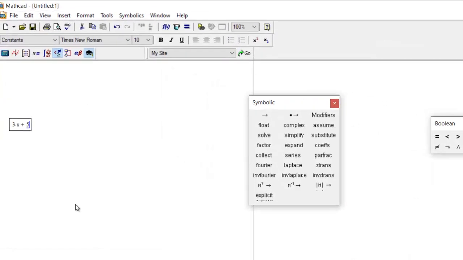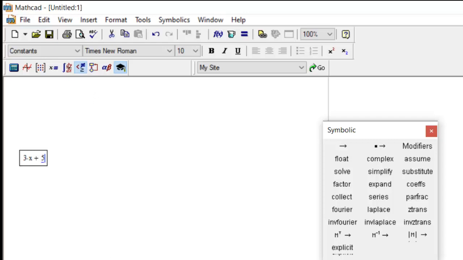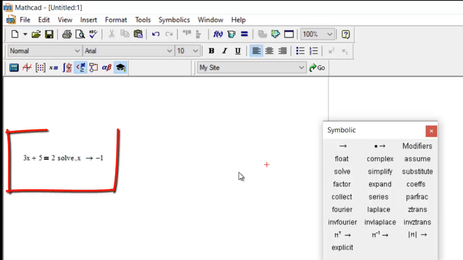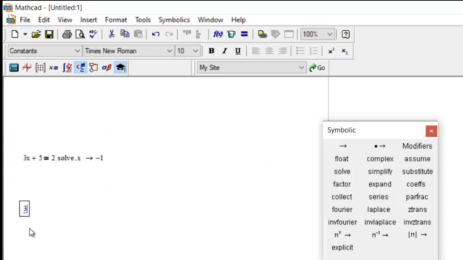Today, we will tackle the equation 3x plus 5 equals 2. Enter the equation 3x plus 5 equals 2 into the worksheet. Now, highlight the equation and select the solve function from the toolbar. Make sure to specify that you want to solve for x. Mathcad: the solution to 3x plus 5 equals 2 is x equals minus 1.